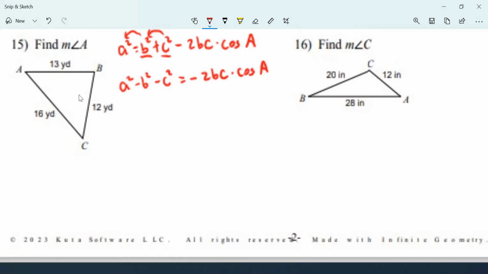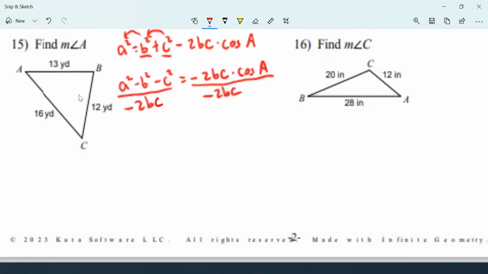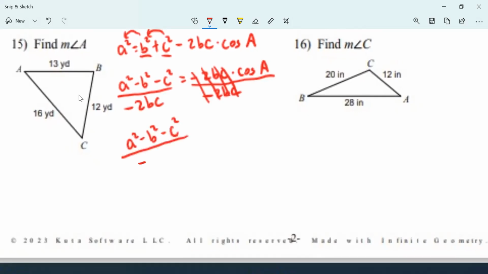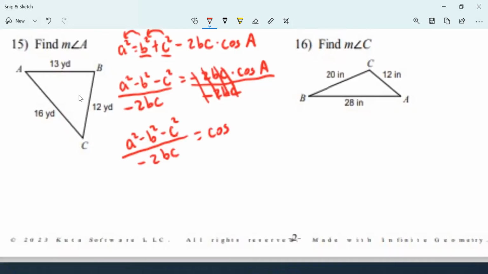Okay, so the right side is all multiplication. The way I undo multiplication is by dividing. So let me divide both sides by negative 2BC. So negative 2 times B times C. Because that way the negative, the 2, the B, and the C cancel out. So I have that A squared minus B squared minus C squared, all divided by negative 2 times B times C, is equal to cosine of A.